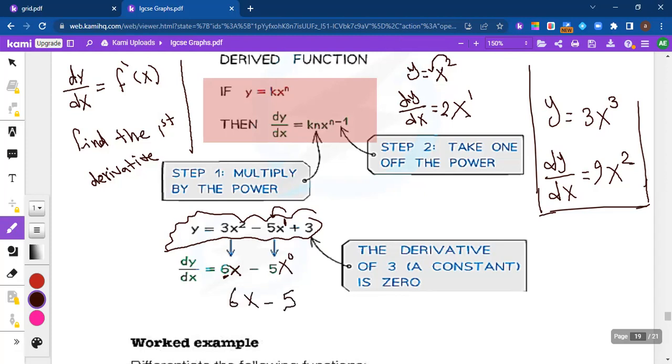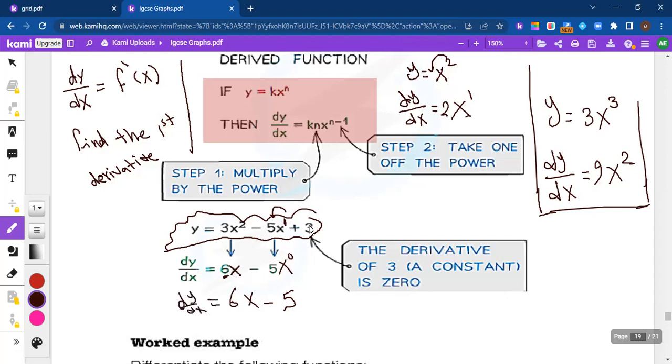And if you have a constant, like 3, 4, 5, 6, 8, 7, 2, any constant, you just write 0. Cancel it, remove it. It will be 6x minus 5.